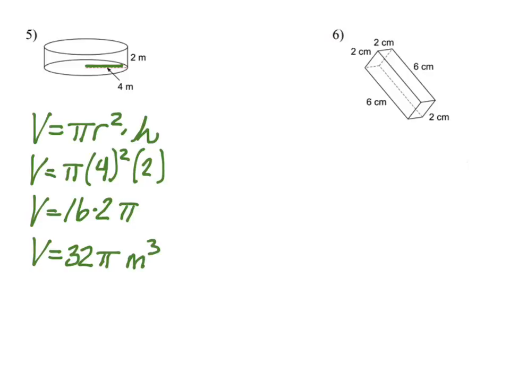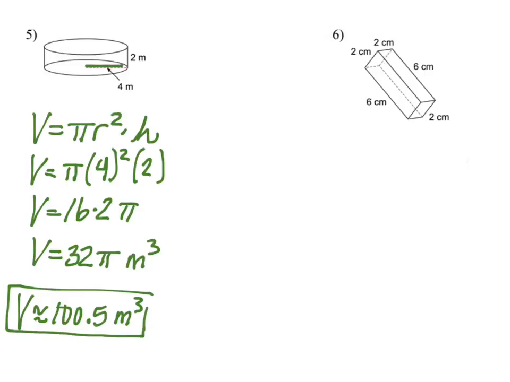Again, if I want to round this to the nearest tenth, like my directions tell me to do, I'm going to approximate and get 100.5 meters cubed. It's not so scary. The scariest part is actually remembering all the formulas.